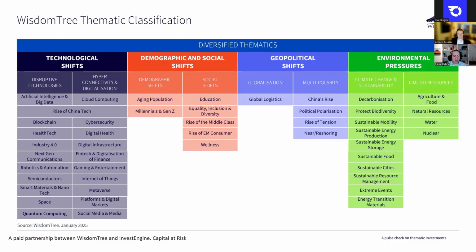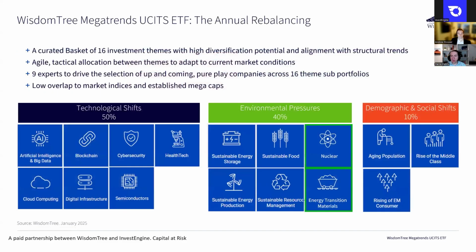So for example, some theme will be completely played out, some theme will be too early and there are currently no public stocks being traded on those themes, and these types of things are going to be important for us to basically select the theme for the strategic thematic allocation. And so on the next slide, you can see the current strategic thematic asset allocation for the ETF. You can see it's currently 16 themes, 7 in what we call the technological shift cluster, 6 in the environmental pressure cluster, and 3 in demographic and social shift, right?